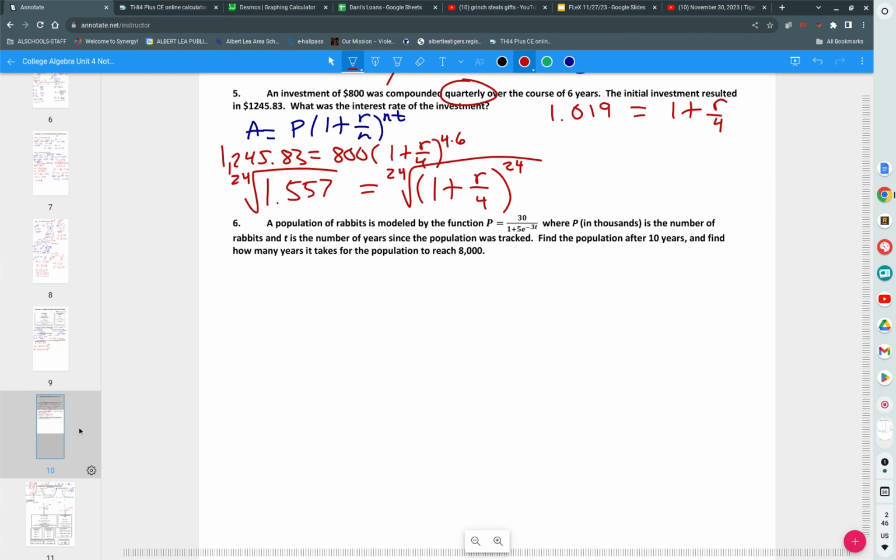Okay, good. So next we subtract our 1, and I get 0.019 is equal to r over 4. And finally, we multiply both sides by 4. My calculator told me that was 0.076 is equal to r. So what's our interest rate? 7.6%.